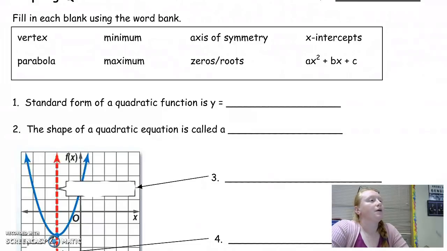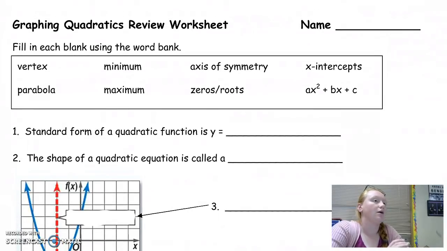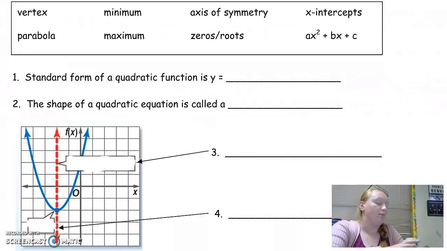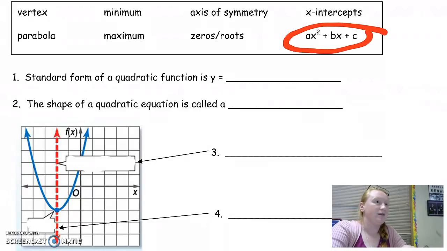All right, so we're going to go over this graphing quadratics review sheet. One of the things that we're going to look at are our vocabulary words and kind of how we're going to make sure that we understand everything. So you need to know what standard form is. I gave you a little word box here. And standard form of a quadratic function, the only one that even looks like an equation here is that one.